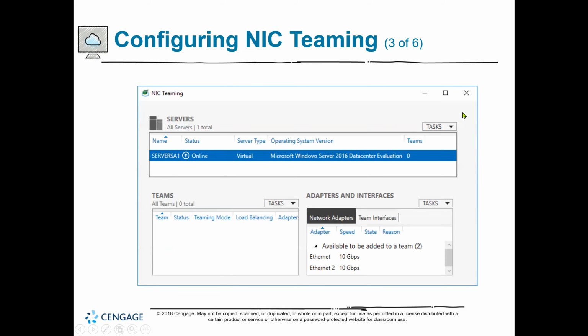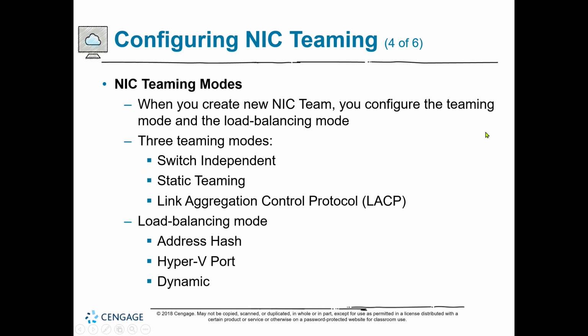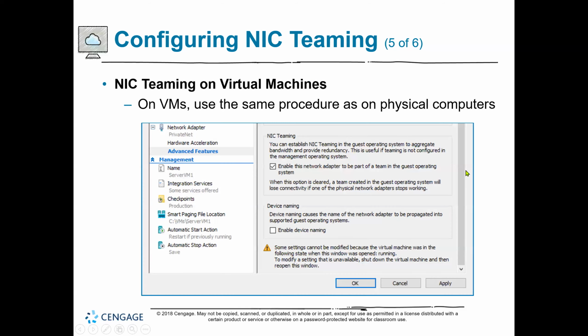Okay, so this is what it looks like when you're going through here. NIC teaming modes. When you create a new NIC team, you configure the teaming mode and the load balancing mode. The three teaming modes are switch independent, static teaming, and Link Aggregation Control Protocol. The load balancing modes are address hash, Hyper-V port, and dynamic.